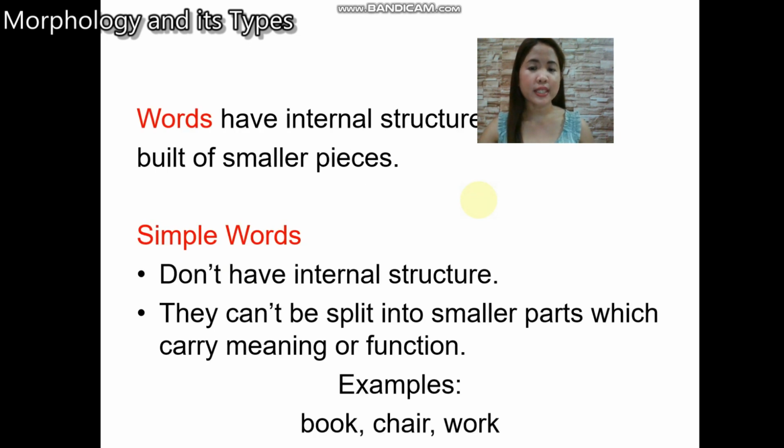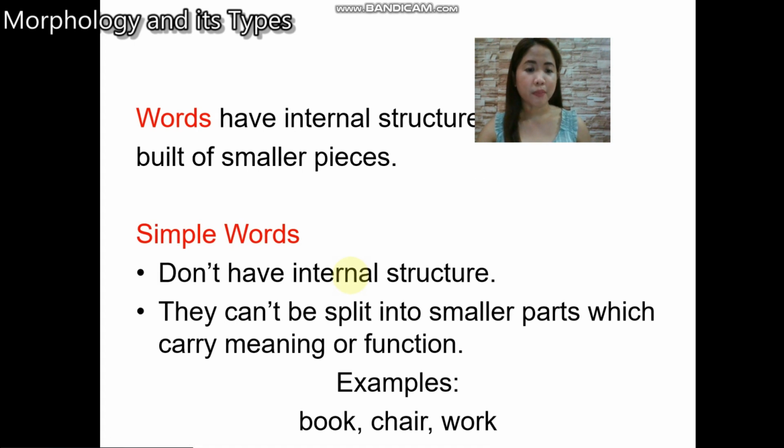Words have internal structure built of smaller pieces. Words are categorized according to their structure. First, we have the simple words, and the second one is the complex words. Examples under simple words include the words book, chair, and work. As you notice, these words don't have internal structure in a sense that each consists of only one morpheme.